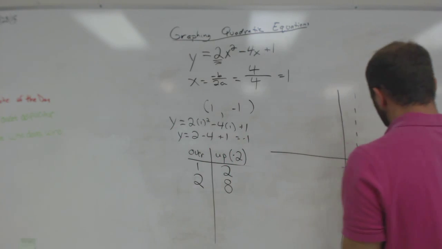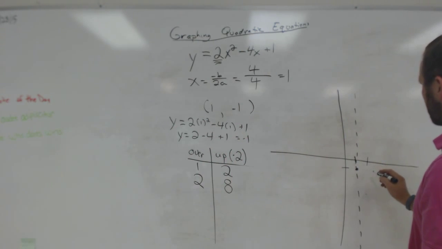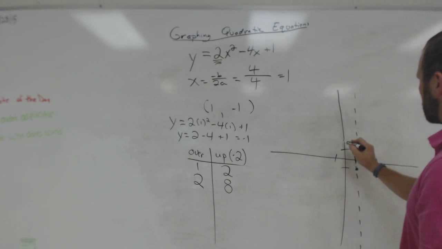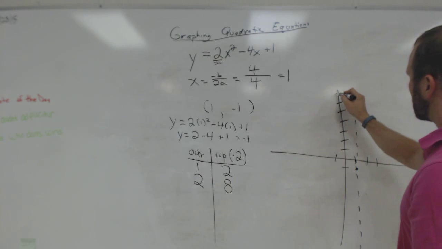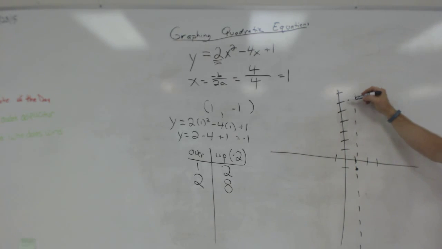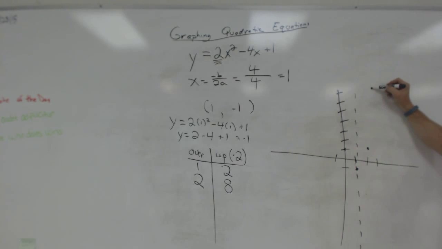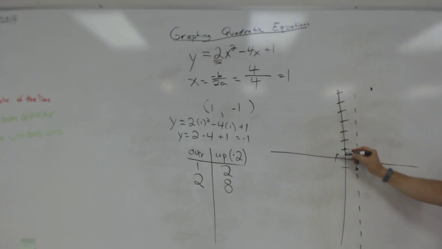So let's do that. Let me draw some other lines on here. 1, 2, 1, 2, 1, 2, 3, 4, 5, 6. Okay. So over 1, up 2. Put a dot right there. Over 2, up 8. Put a dot right there.